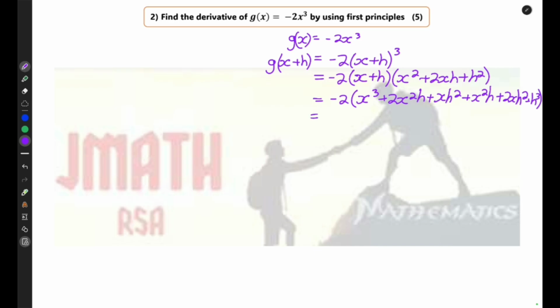And finally, if I simplify, I must now just add like terms and multiply the minus 2 in, so it's going to look like this. Now I can just go and sub into the first principles formula and then start that sum.